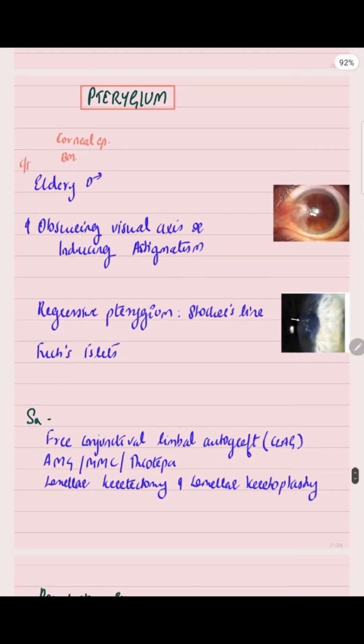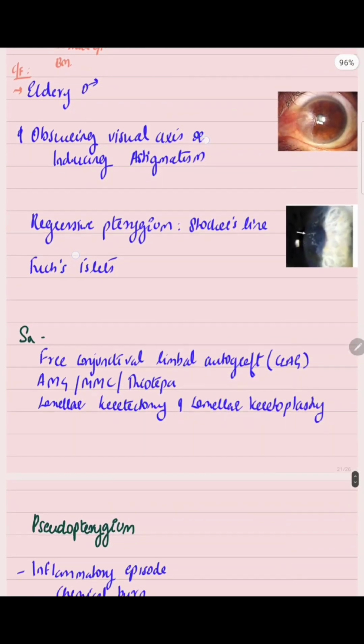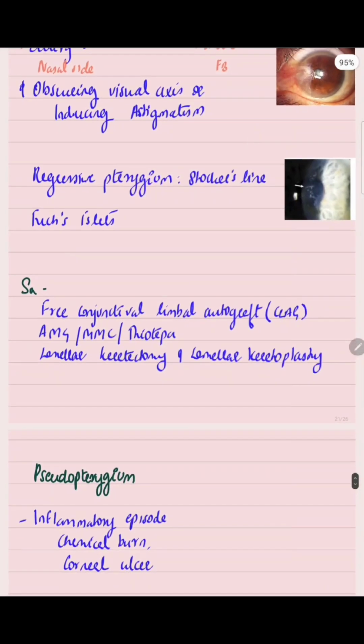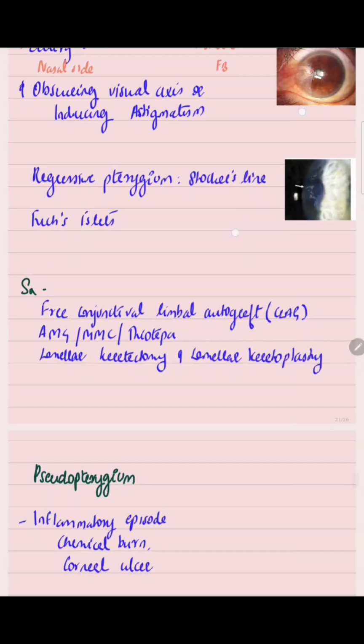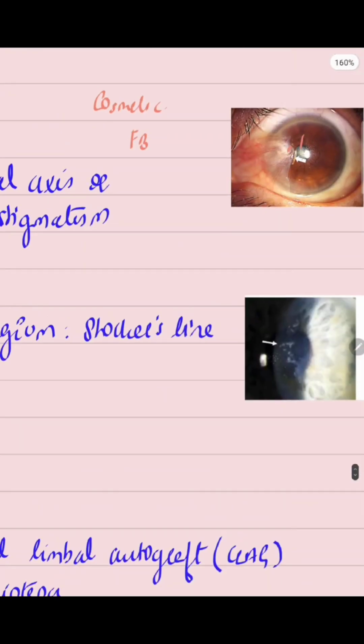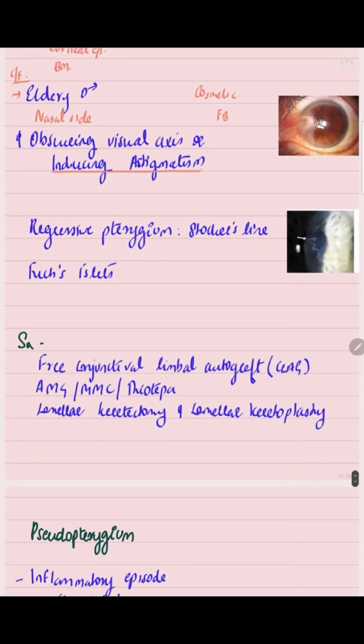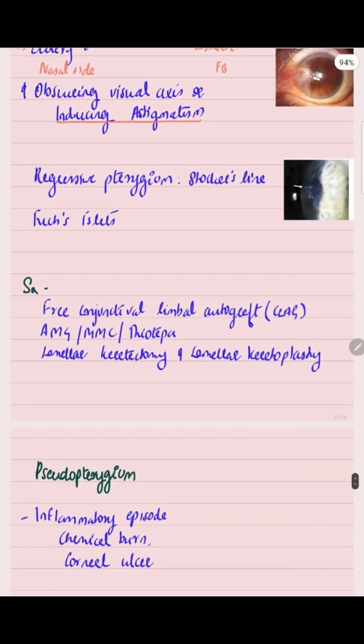Clinical features include elderly males usually doing outdoor activity, usually on the nasal side. Symptoms: mostly it is cosmetic. Other symptoms include defective vision, foreign body sensation, diplopia, etc. Most small lesions are asymptomatic. The lesion may interfere with vision by obscuring the visual axis and or inducing astigmatism.